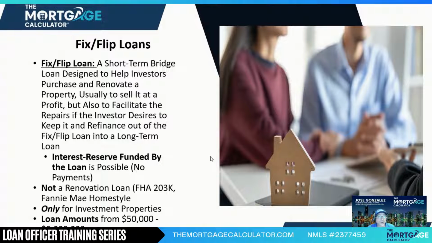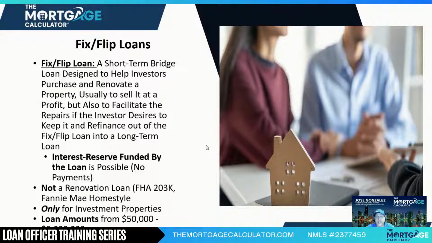BRRRR borrowers are usually, and it's highly recommended, that they use fix and flip loans. Like I just mentioned, a fix and flip loan is a short term bridge loan. Now they're using fix and hold loans, but we still call them fix and flip loans. It's designed to help investors purchase and renovate a property, usually to sell it at a profit, but also to facilitate the repairs if the investor desires to keep it and refinance out of the fix and flip loan into a long term loan. That's the refinance portion of the BRRRR.